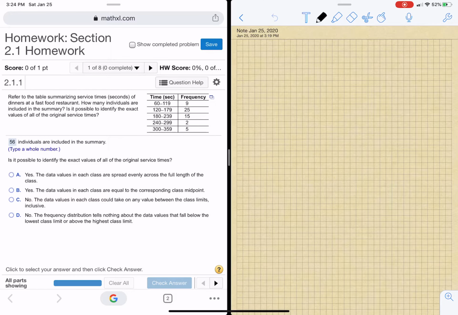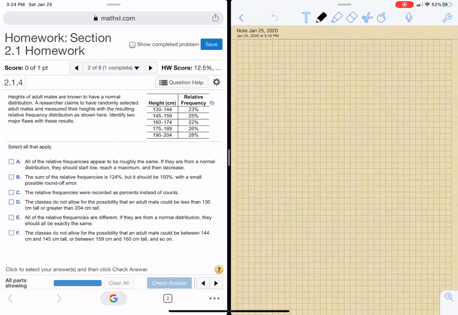Okay, is it possible to identify exact values of all the original service times? That would be a no. We know that there's 9 in between 60 and 119, but we don't know exactly what numbers those nine different times were. So this is a no. The data values in each class could take any values between the class limits. So it's C.